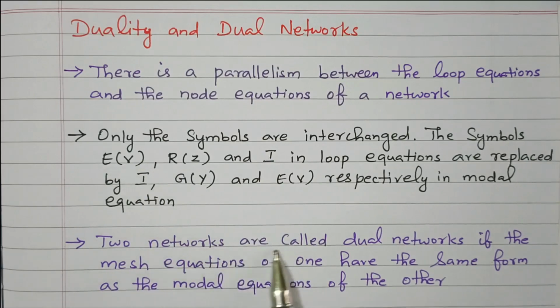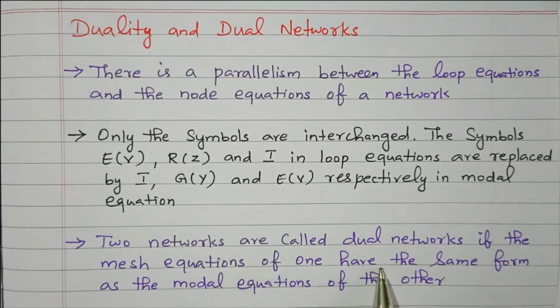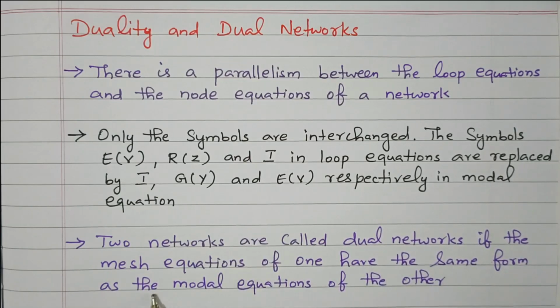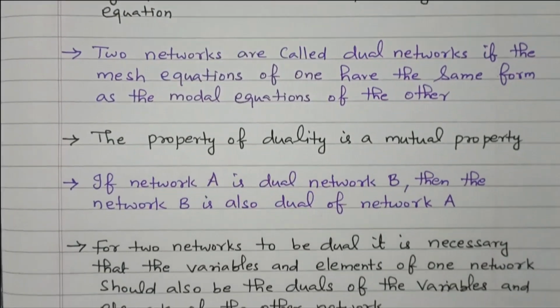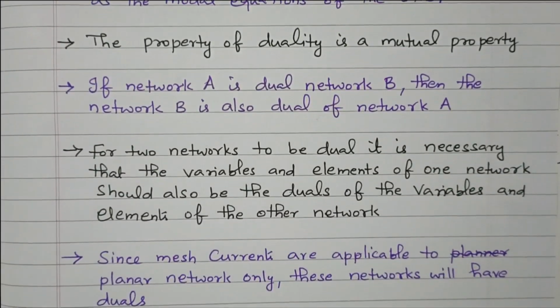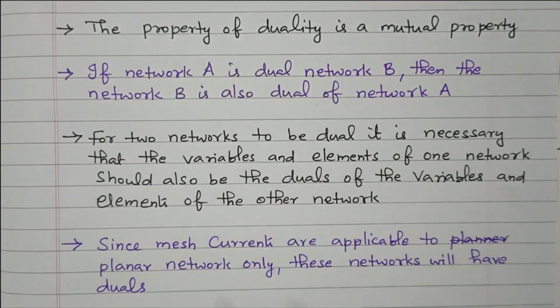The two networks are called dual networks if the mesh equation of one has the same form as the nodal equation of the other, right? So then it is called a dual network, right? Now we'll see the further details. The property of the dual network.